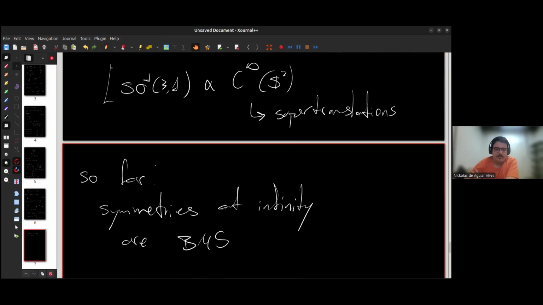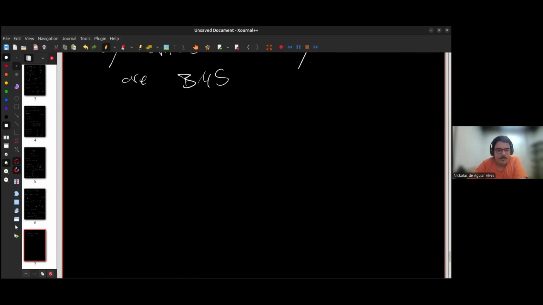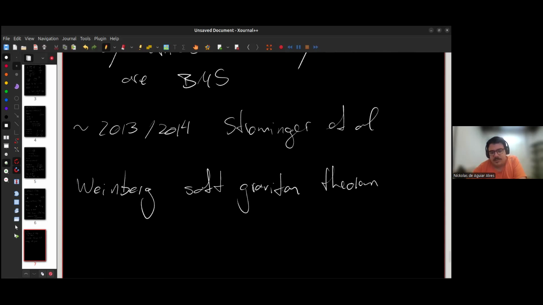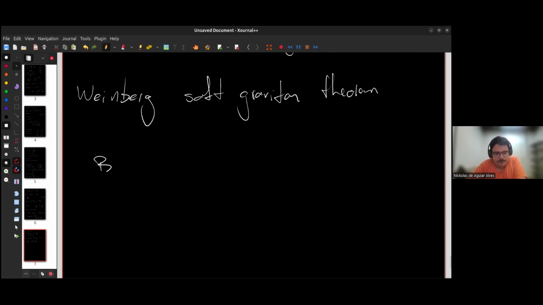And the answer to this would come much later, arguably would come at around 2013, 2014, with Strominger and collaborators who noticed a relation between these BMS transformations and what is known as the Weinberg soft graviton theorem. So the basic idea is the following. If you have these BMS symmetries, we would expect that the symmetries are somehow related to a conservation law.